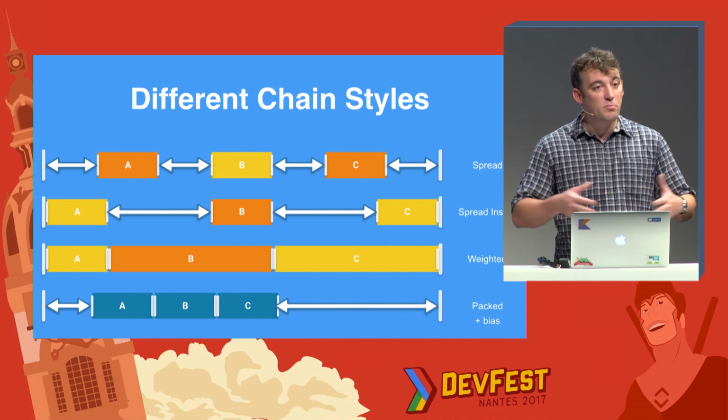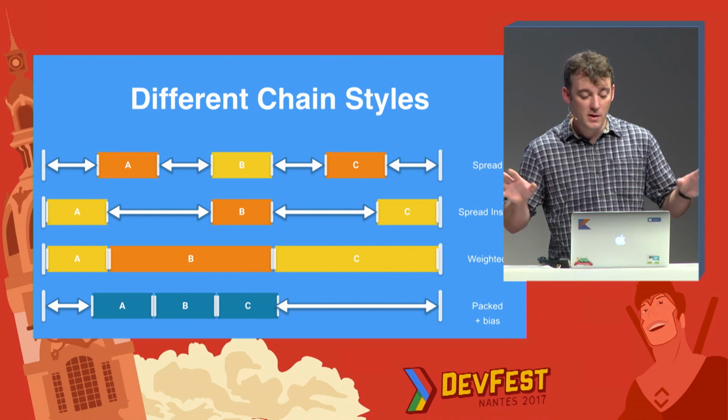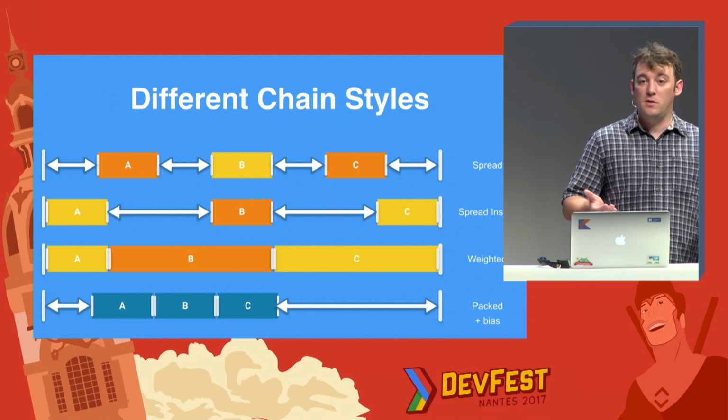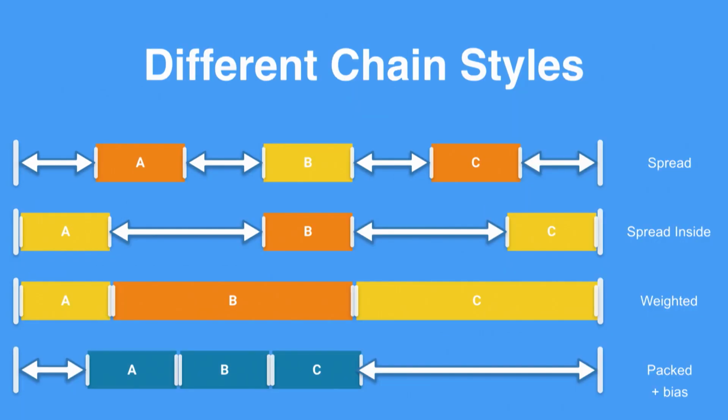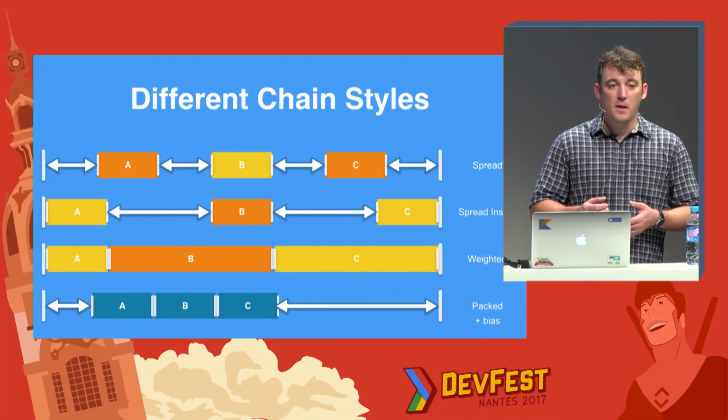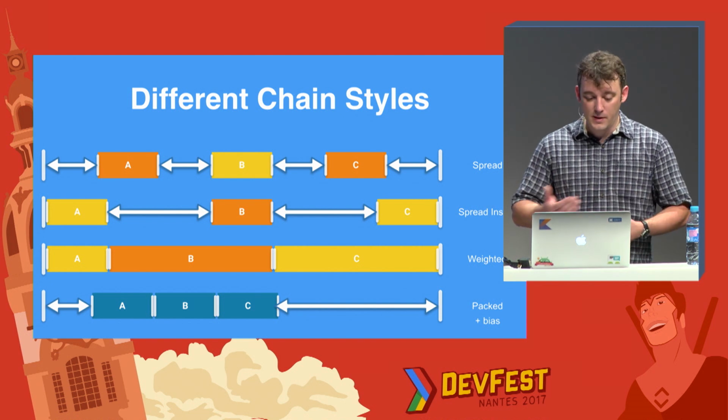So you have different types of chain. Specifically, the default one is spread, so all the elements are just going to be spread apart. You have spread inside, which is simply where we cut off the end. And you can also use the weighted mode. If you set one of the dimensions of those widgets to be 0 dp, it's going to take whatever space is left. And if two elements have 0 dp, well, they will share it equally. But if you specify the weight, then et cetera, et cetera.